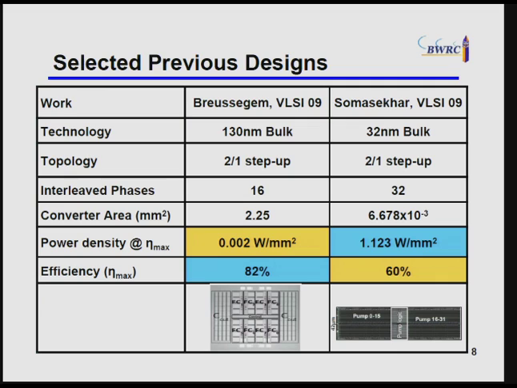And the main point to highlight here is that there have been designs that have achieved pretty reasonable efficiency, so over 80% or so, but at extremely low power densities. Just in case this number isn't clear, this is something like 2 milliwatts per millimeter squared. So for most applications, that would basically mean the converter would have to be huge compared to the actual circuit you're trying to supply.